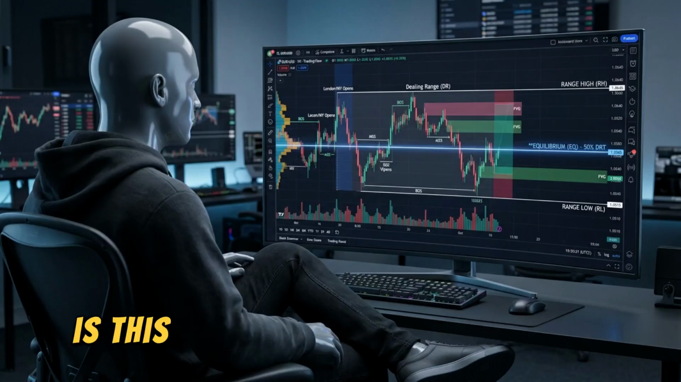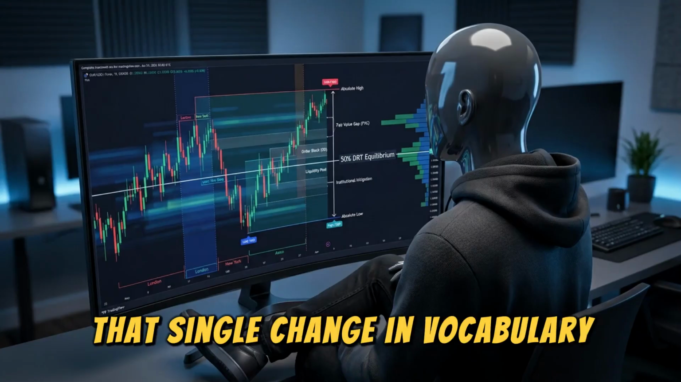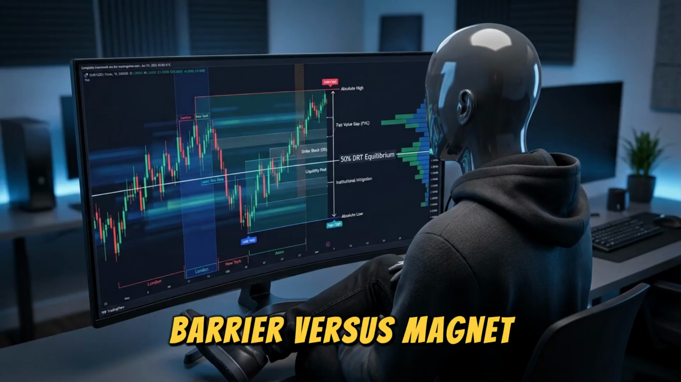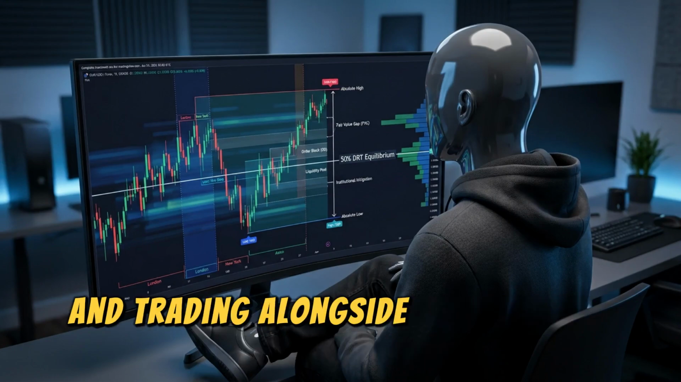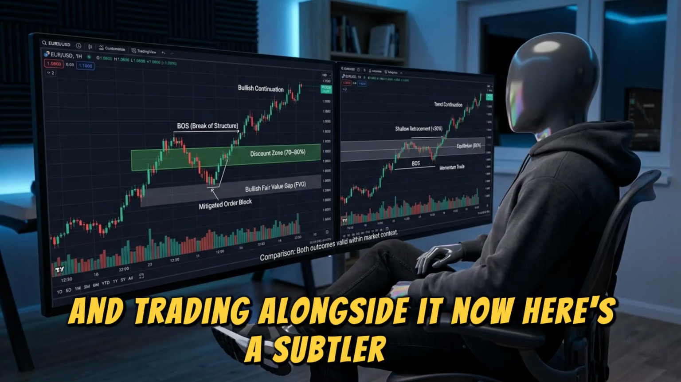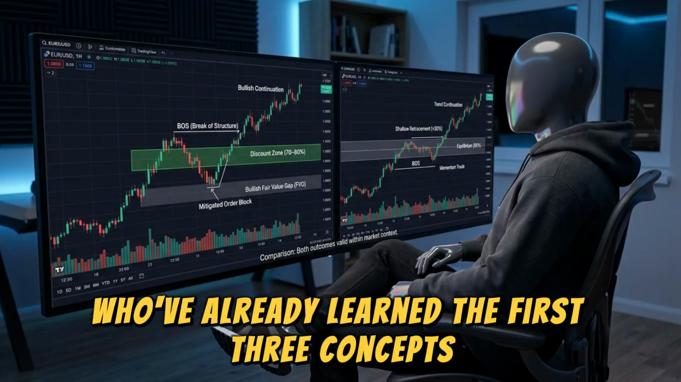Ask, is this where the price is being sent? That single change in vocabulary, barrier versus magnet, is the difference between fighting the algorithm and trading alongside it. Now here's a subtler one, and it trips up even traders who've already learned the first three concepts.